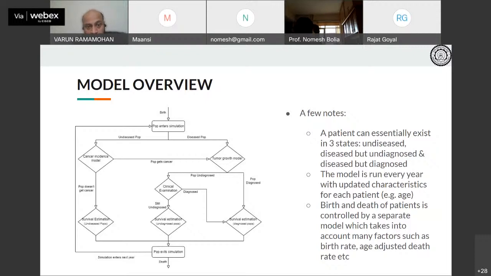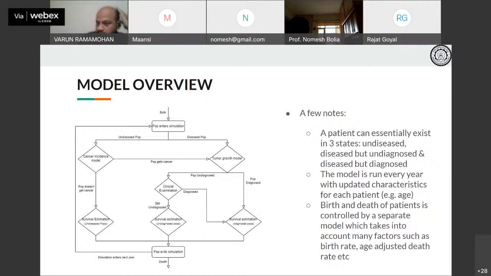Then we need to figure out when they are going to get diagnosed, right? Once we figure out when they're going to get diagnosed, we need to figure out what survival looks like. So these are the things that we need to look at. Again, if we know how the tumor is going to progress, why do we need to model diagnosis and survival separately? That's a natural question that arises in this case.